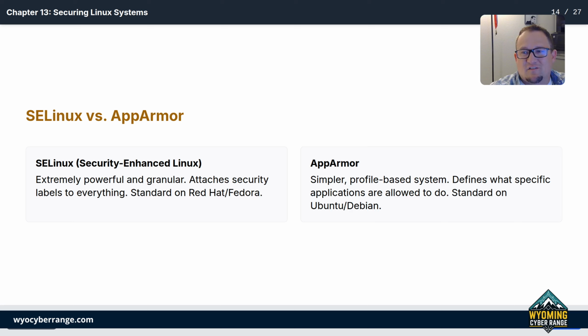AppArmor is generally considered simpler. It's actually much easier to configure than SELinux. Instead of labeling everything, we use profiles. Now, these profiles are going to define what specific applications are allowed to do: which files they can read, which ones they can write, which ones they can execute. Just know that both programs aim to contain any damage if a service is compromised.